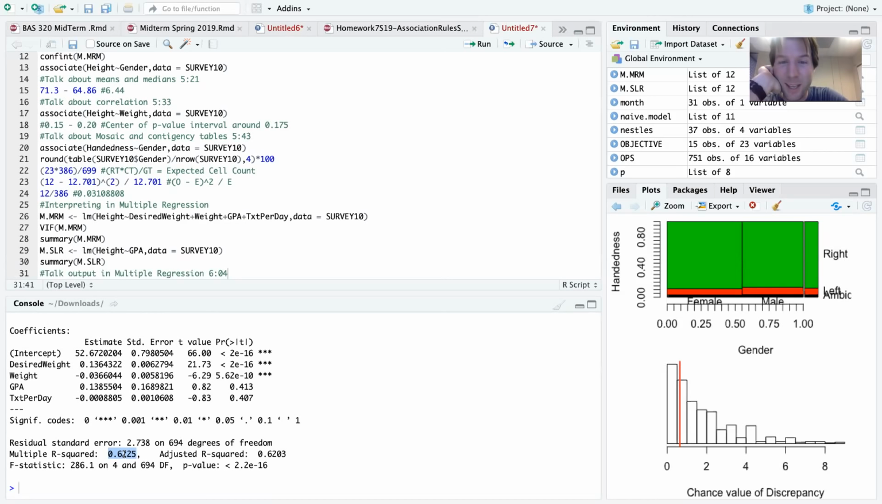Can you interpret R squared again? I'll do it a little slower this time. Blank percent of the variation in Y is explained by the variation in the multiple regression model. 62.25% of the variation in height is explained by the variation in the multiple regression model. You can always say slow down to me. I'll try. So blank percent of the variation in Y is explained by the variation in the multiple regression model.